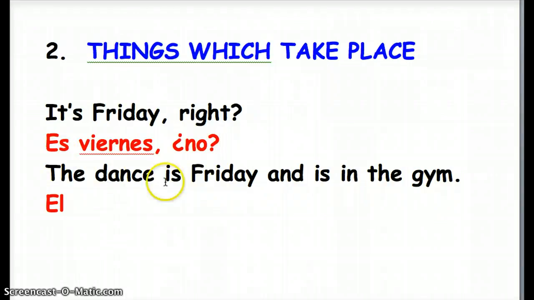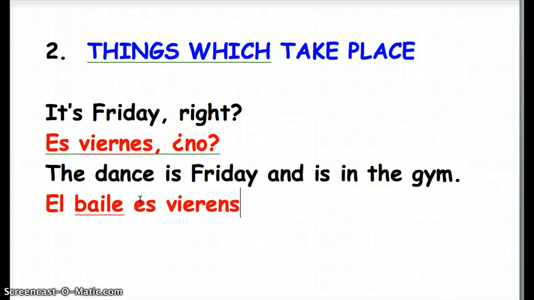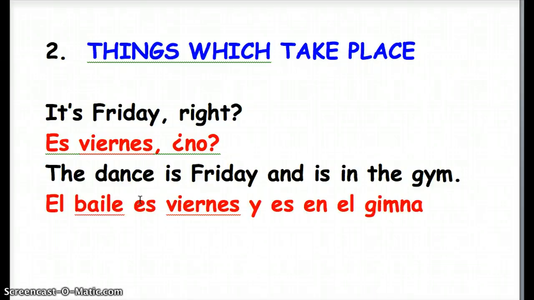The dance is Friday and is in the gym. Here you're telling when and where the event takes place. El baile es viernes y es en el gimnasio. It seems a little opposite of what you learned in Spanish 1, where we talked about estar being used for location. But here, when you're talking about where and when an event is, use a form of ser.